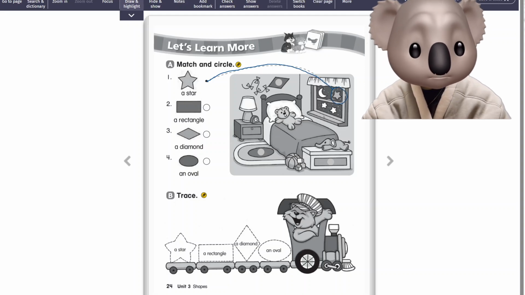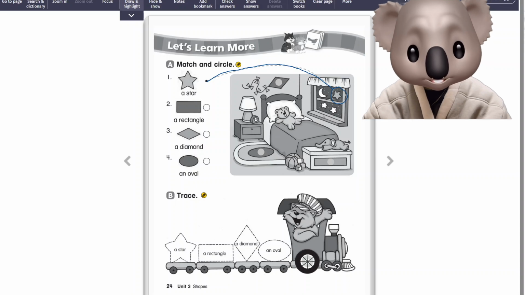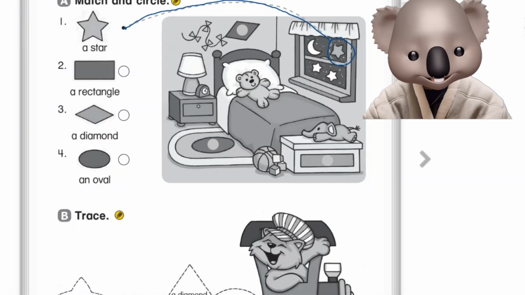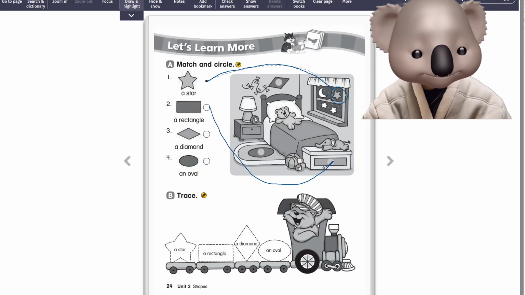In number 2, we're looking for a rectangle. Can you find a rectangle? Great, it's right here. Now we need to circle the rectangle. In number 3, we're looking for a diamond.